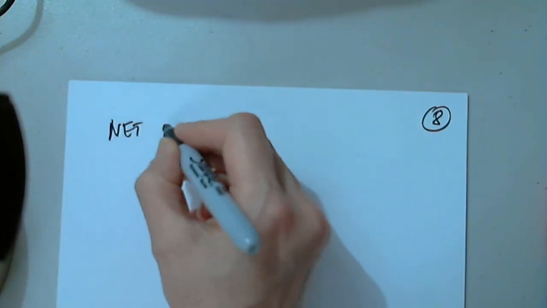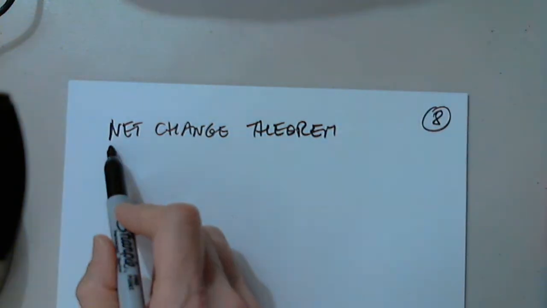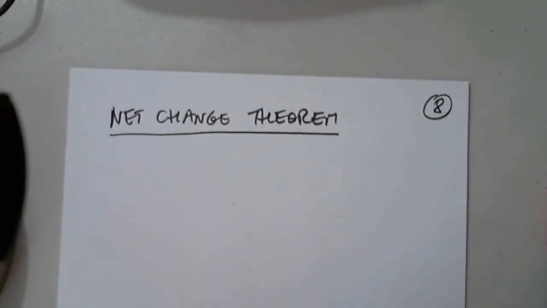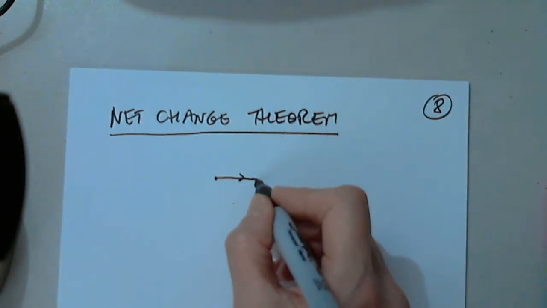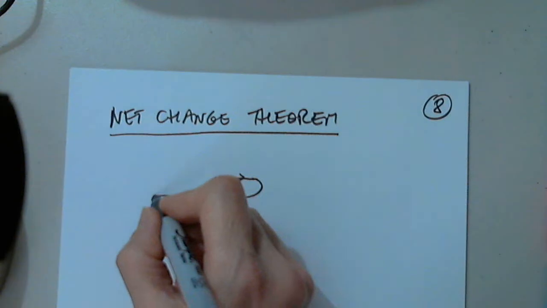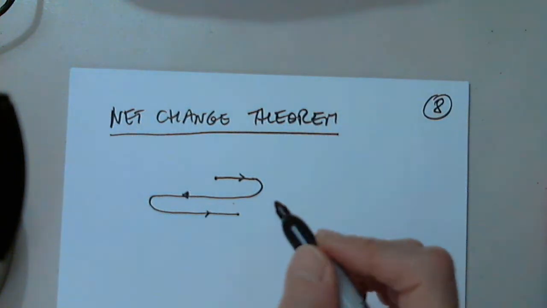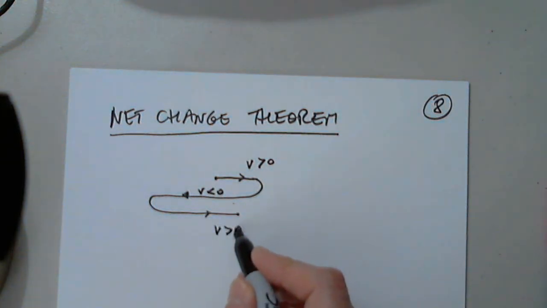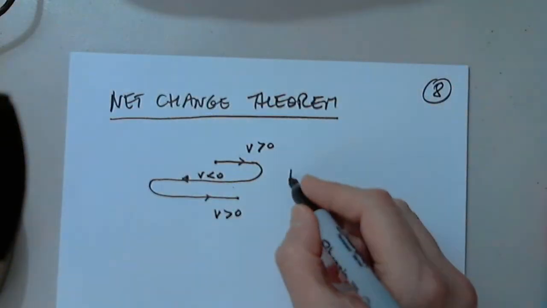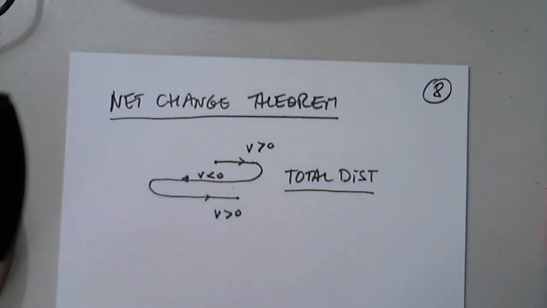Okay, one thing I wanted to mention is something called the net change theorem. Remember in chapter 3, we looked at the particle that was going in the positive direction with a positive velocity, and then it was going back some seconds with a negative velocity, and then it was coming back with a positive velocity. So here the velocity is positive, here the velocity is negative, and here the velocity is positive, right? How did we determine the total distance? Anyone remembers how we determined the total distance for something like this? What did we do?